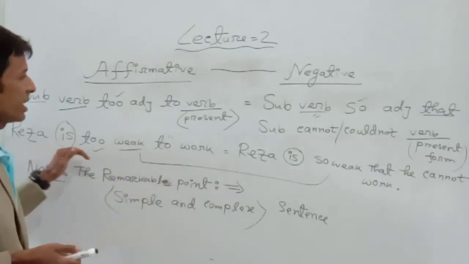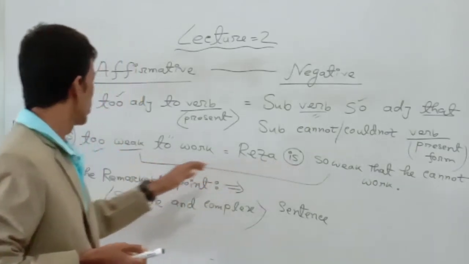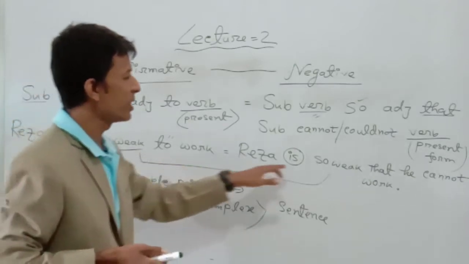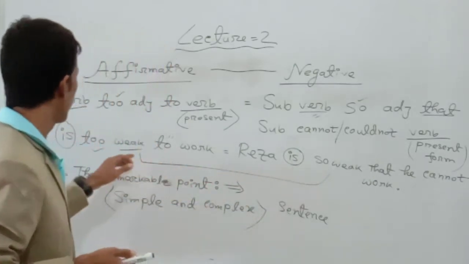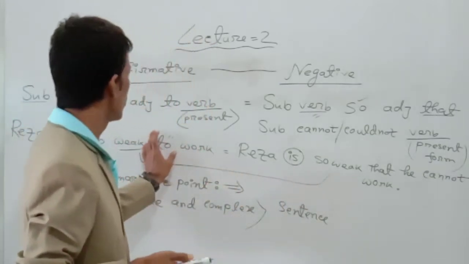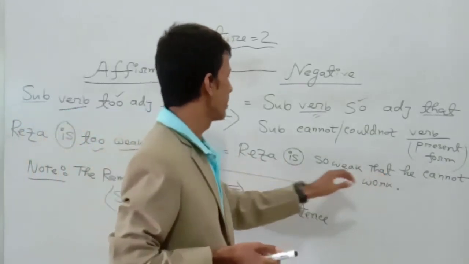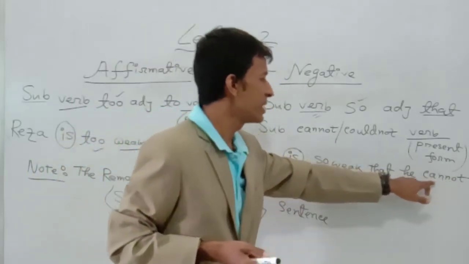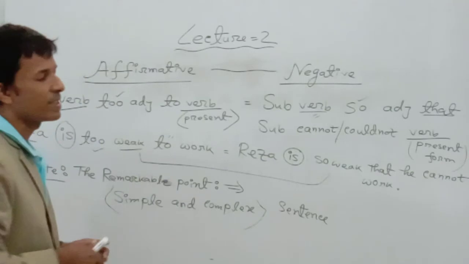After that the auxiliary verb is used. Then "too" is effaced from this sentence and "so" is written. Then in the fourth part weak is written, and after that in the fifth part "to" is transferred into "that". Reza is changed into he, and then cannot is written as the part of the negative sentence.